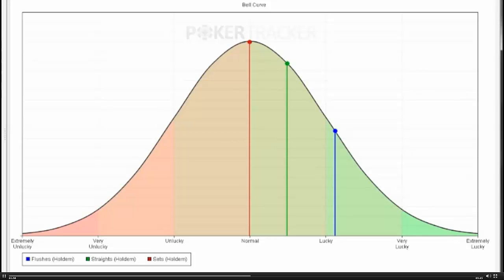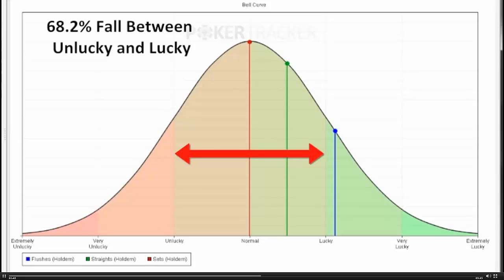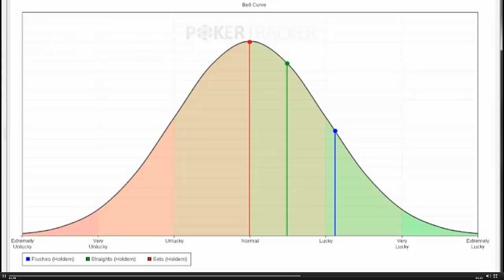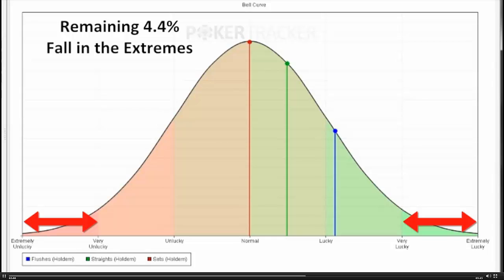Since the underlying cards are random, we can say that 68.2% of players should fall between unlucky and lucky. 13.6% of all players should be between lucky and very lucky. And 13.6% of all players will fall between unlucky and very unlucky in this graph. The remaining 4.4% of players will be split evenly on the edges of the graph. Only about one player in 1,000 will have a dot on the very edge.